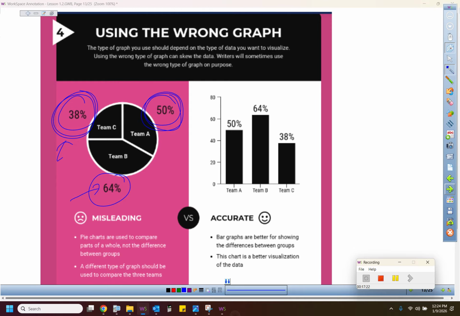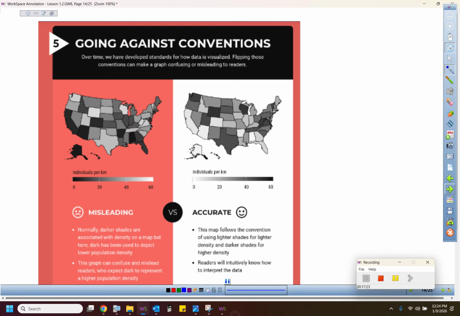And the last way is going against conventions. Going against conventions means you're doing something not normal. You're going against the grain.